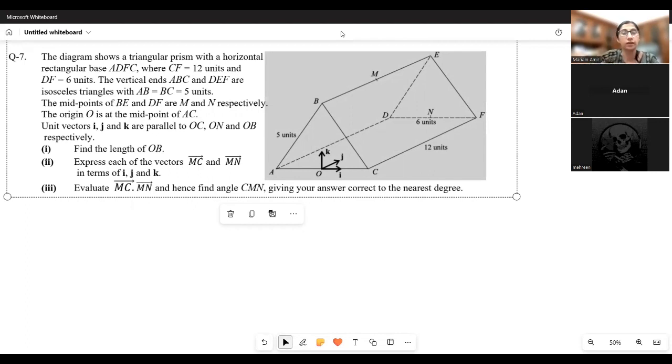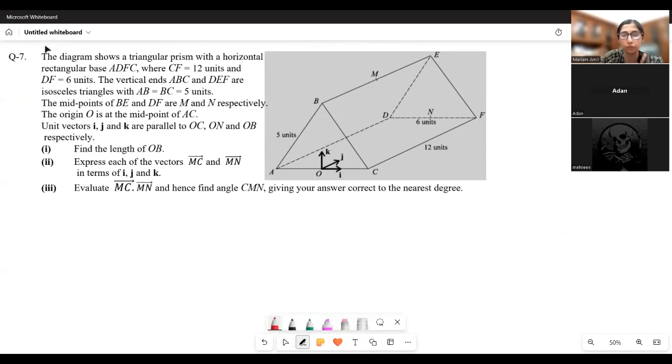The diagram shows a triangular prism with horizontal rectangular base ADFC, where CF is 12 units and DF is 6 units. The vertical ends ABC and DEF are isosceles triangles with AB, BC equals 5. The midpoints of BE and DF are M and N. Okay. The origin O is the midpoint of AC. Unit vectors I, J, and K are parallel to OC, ON, and OB respectively. Find the length of OB.